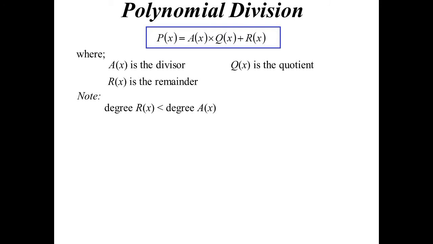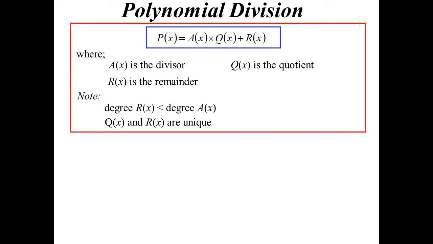A couple of things to note. The degree of the remainder must always be less than the degree of the divisor, because if it was the same or more, you could keep dividing. And Q(x) and R(x) are unique, so they've got to be different functions, because if they were the same, well, you could factorise it.